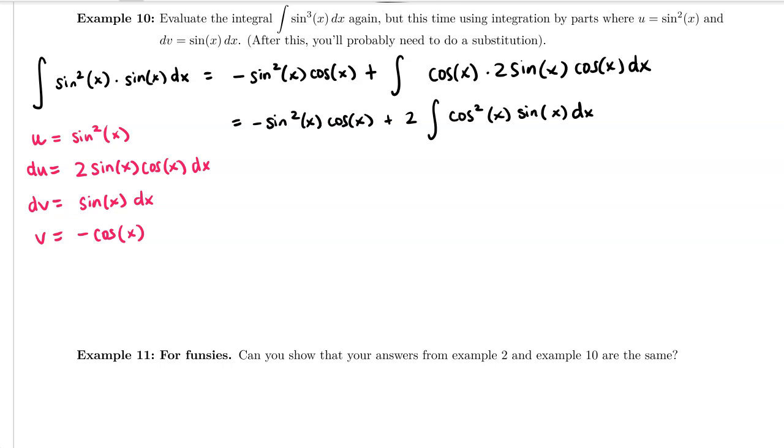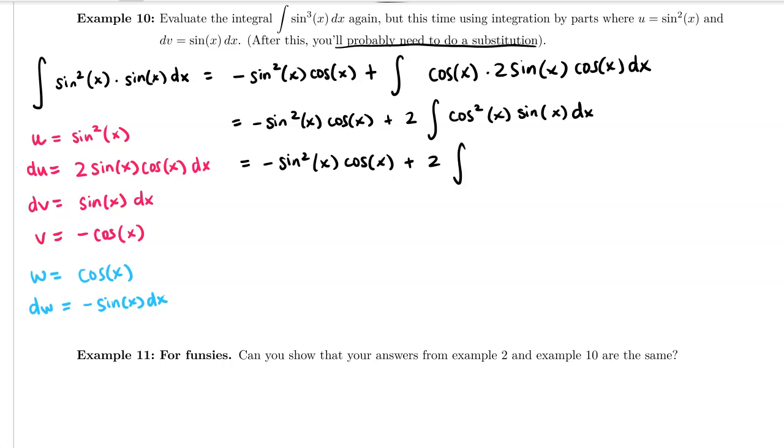And this is the stage where it says we'll probably need to do a substitution. So I'm going to come off to the side here at this stage, and I'm going to say let w, since we already used u, let's use a different variable. So I'm going to let w equal cosine of x, and then dw would equal negative sine of x dx. So now we have negative sine squared x times cosine of x plus 2 times the integral of u squared.